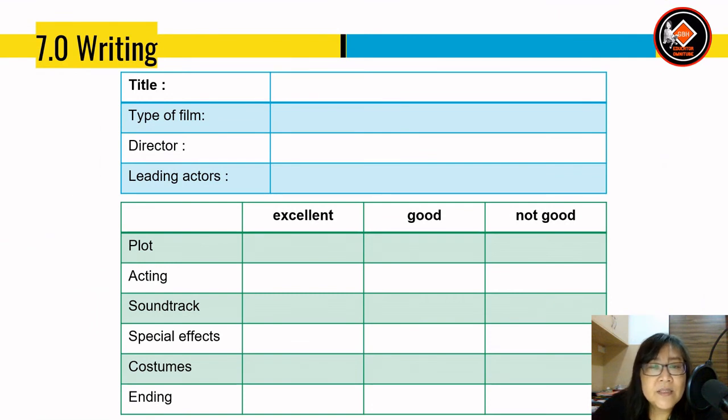Before you start writing, maybe you can have these 2 tables and then you can fill them in. For example, here you have the first table where you can find the title, the type of film, the director, and also the leading actors. And then you can have another table where you write plot, acting, soundtrack, special effects, costumes, and ending. So here the categories are whether you can comment on whether they are excellent, good, or not good.